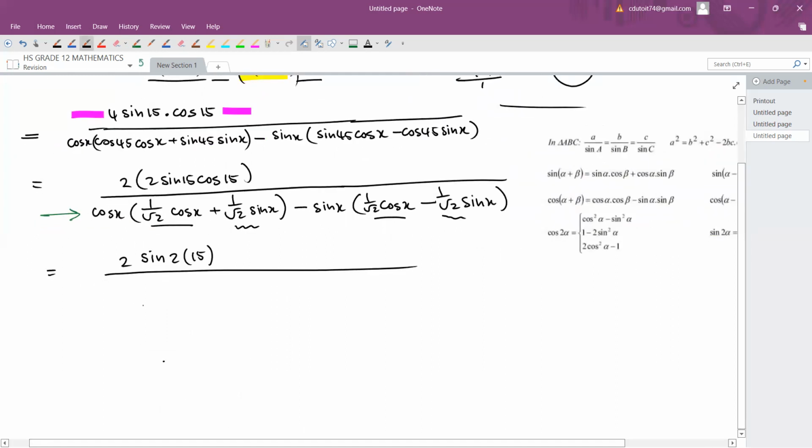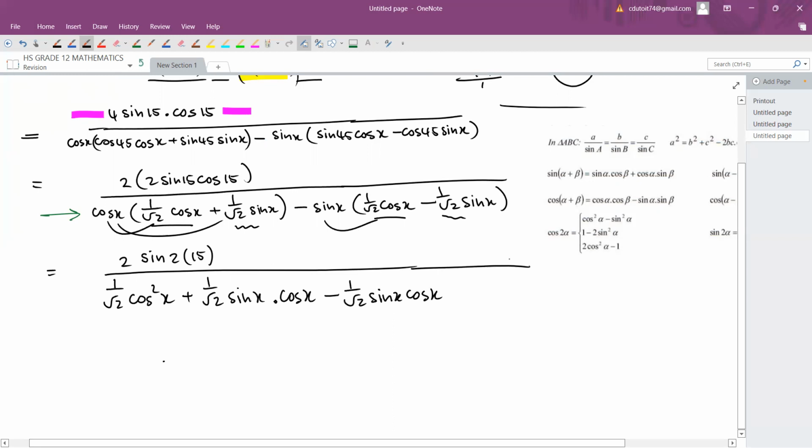So I'm going to multiply the cos there. Then I get 1 over root 2 cos square x. And then I'm going to multiply the other one, which is 1 over root 2. Then I get sin x times cos x. So I've multiplied there and there. Very good, Ilani. And then I multiply there. I get negative 1 over root 2 sin x cos x. This is much easier. And then I multiply there. I get positive 1 over root 2 sin square x. Now these two are the same and they cancel one another.